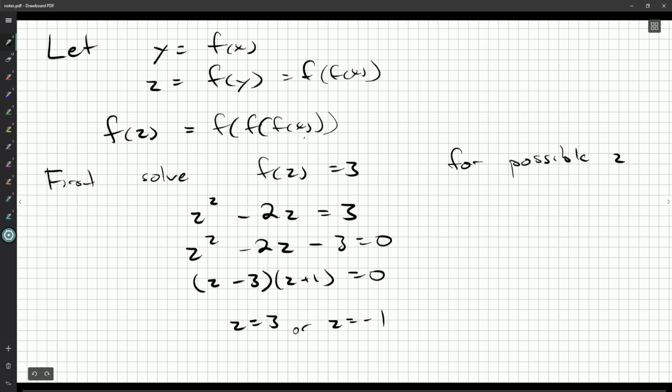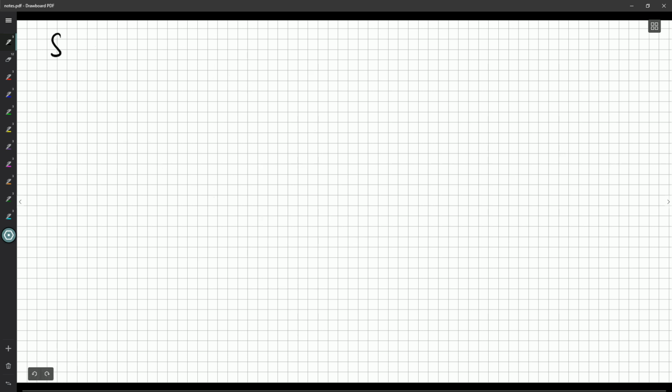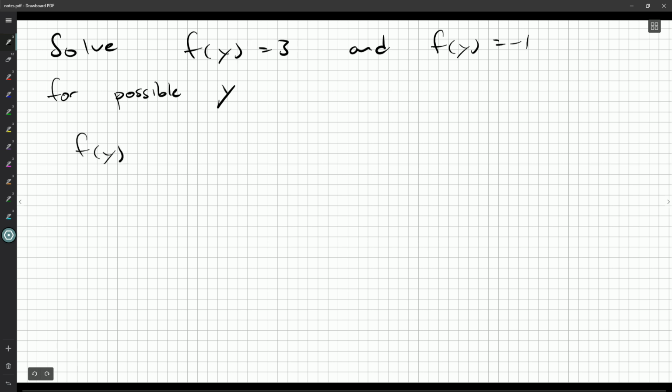Okay? So now we can go back and try and solve for what y might be. Because these were z, these are the values of z. Now I can find possible values of y, and then we'll do it again for possible values of x. Okay? Now f of y equal to 3 we already saw, it's the exact same as our last expression. So we'll either get y is 3 or y is negative 1.